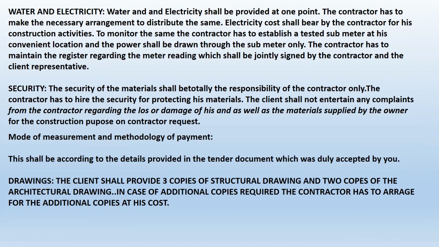Then how the water and electricity will be provided to the contractor. Whether it will be provided at one point or all over the project, that has to be identified. Is it chargeable? That also has to be identified. If it is not chargeable, it's free, that also has to be identified.